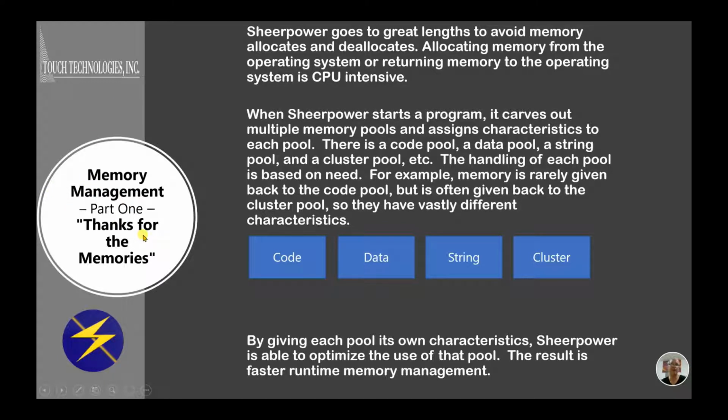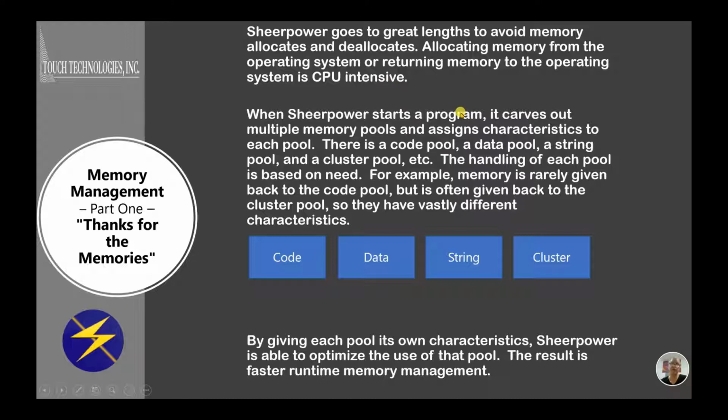Thanks for the memories. So Sheerpower goes to great lengths to avoid memory allocates and deallocates. Those are very expensive. Allocating memory from the operating system or returning memory is CPU intensive. It requires a lot of work. The fastest thing to do is to simply not do it at all.